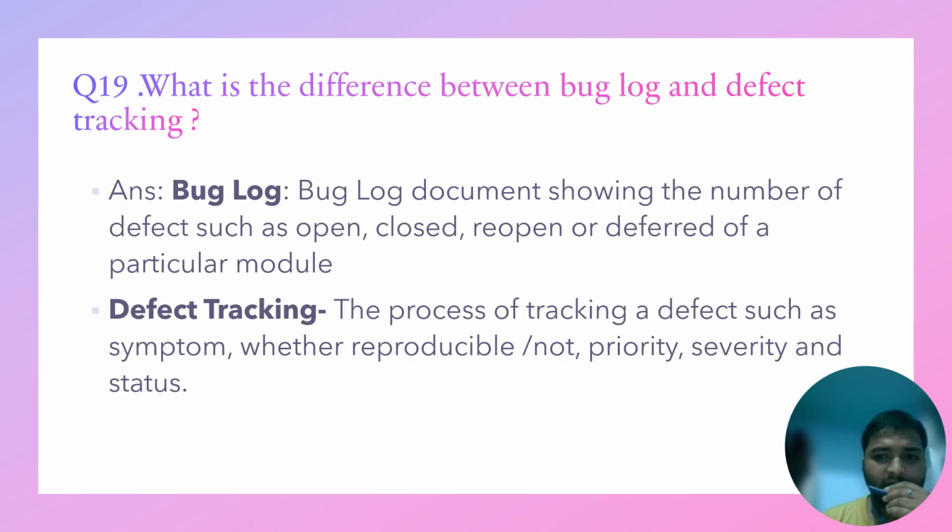What is the difference between bug log and defect tracking? Bug log is a document showing the number of defects such as open, closed, reopened, or deferred for a particular module. Defect tracking is the process of tracking defects such as the symptom, whether it is reproducible or not, priority, severity, and its status.